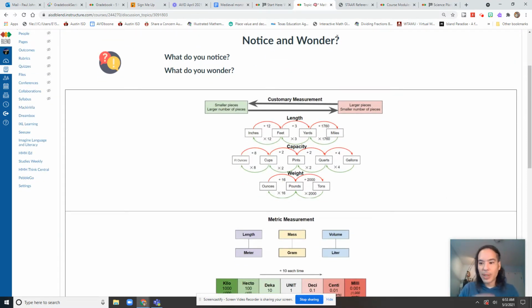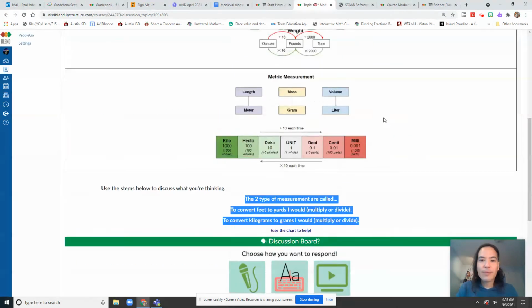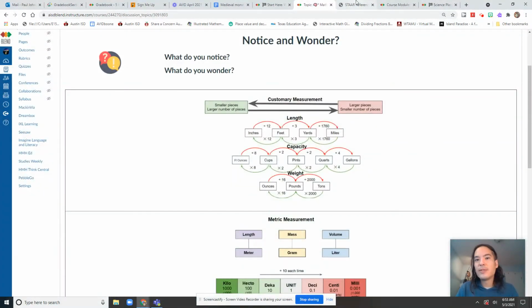Looking at measurement today. Hopefully, you've already watched your play posit. Your play posit should have explained a lot of stuff. But let's go ahead and take a look for this discussion. The stems are a little bit different today. You only have 3 stems to use. They should be relatively easy.